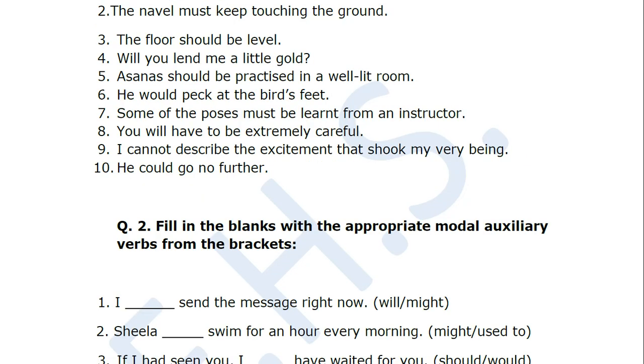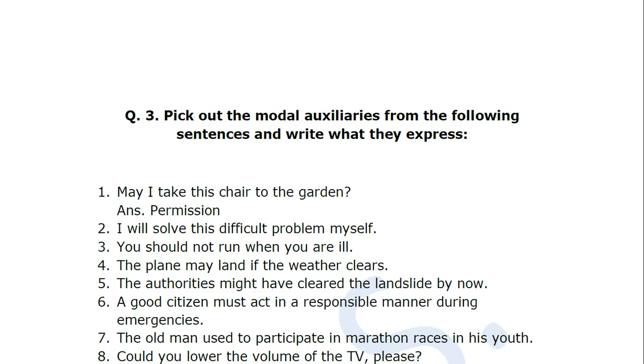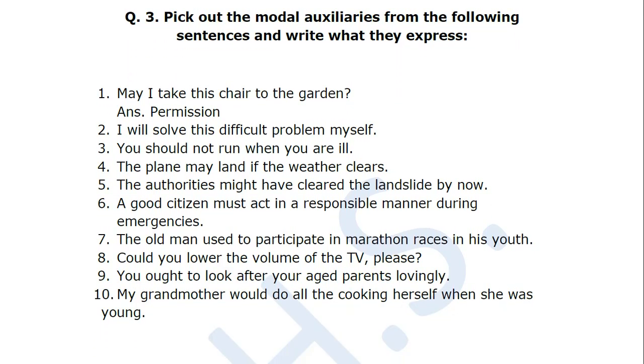Okay, now we go to the last one. Pick out the modal auxiliaries from the following sentences and write what they express. So here, remember I told you that they tell you about the ability, the disability, the past habit. So that is exactly what you have to write, whether it's an order, a permission, an ability or a disability or some past habit. That's what you will be writing here. The first one is done as an example for you.